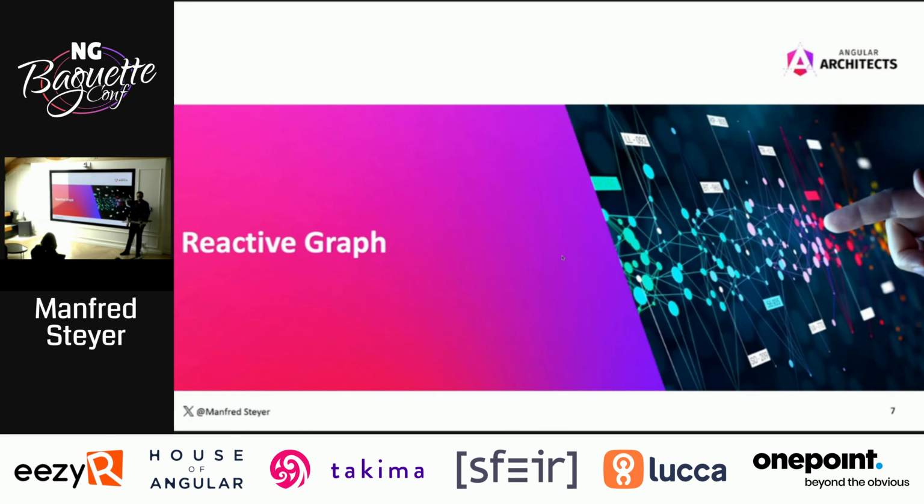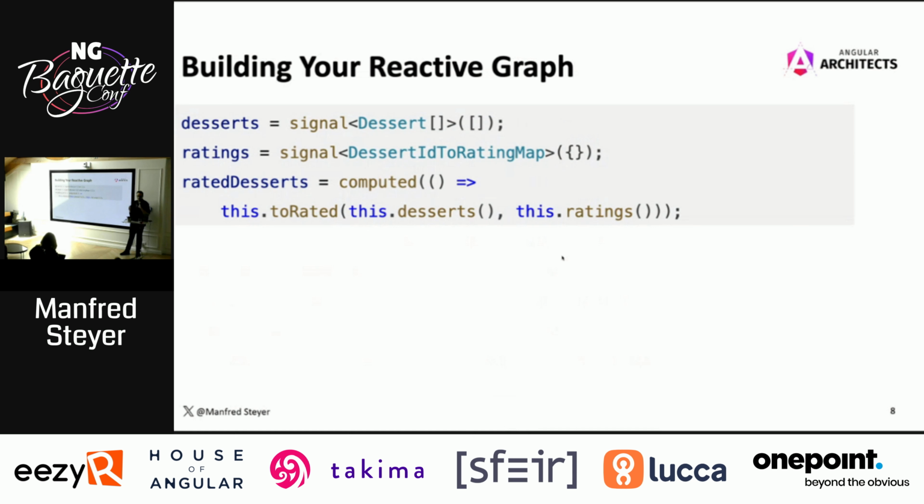Okay, so let's talk about the signal graph. For this, I have a first simple example, a very tasty one, if you ask me. It's about desserts. I already told Jerome today, dessert is my favorite French term. I really love it. Here I have not only desserts, but also ratings for desserts. Both are represented by signals. Then I have a computed signal that is merging the ratings into my desserts, because usually I want to display my desserts with some stars. A 5-star rating here, a 4-star rating there, for instance. And this is done with computed.